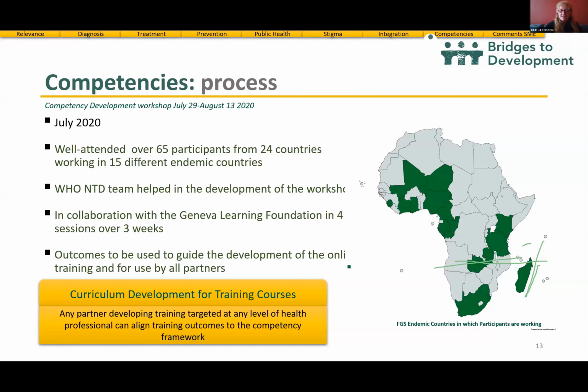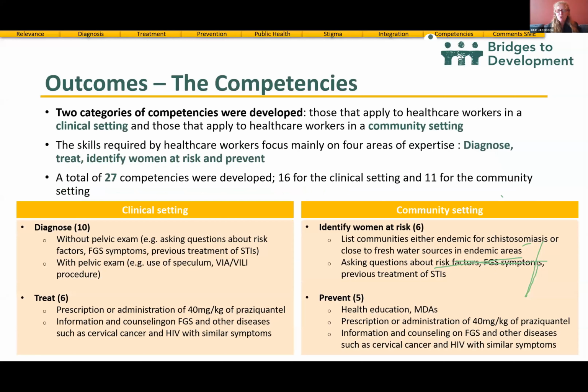And you will have seen these competencies as part of the background materials that were provided to you in preparation for this workshop. If you haven't had a chance to take a look at those, they will be very helpful to you. They basically fit into 2 categories. The clinical setting, and when people are working in a clinical setting, what do you need to know and what to do? And then similarly, what do you need to know when you're working in a community setting in order to be able to diagnose and identify women at risk and girls at risk and prevent schistosomiasis?